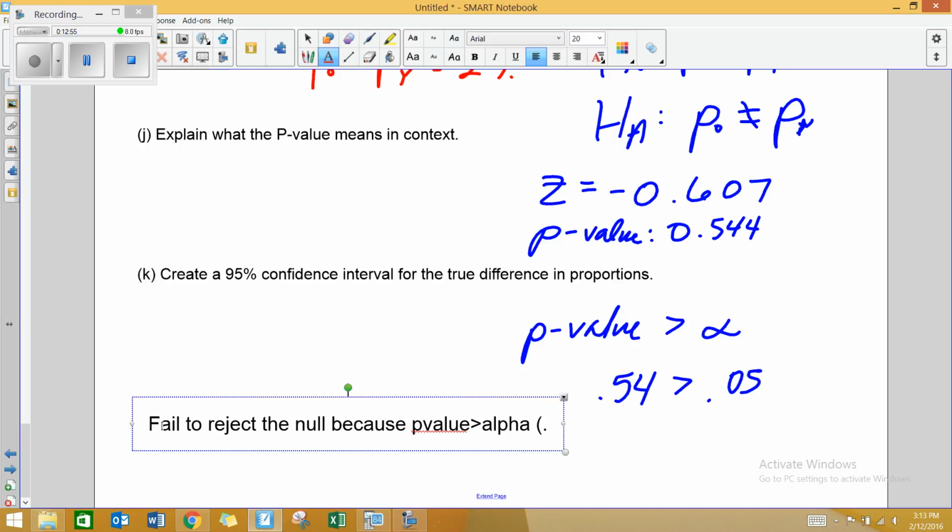If you compared it, then that's fine, but if you didn't, I'd probably include it down here. So we have insufficient evidence that there's an actual difference. I'm saying that the 2% difference we saw was just chance.